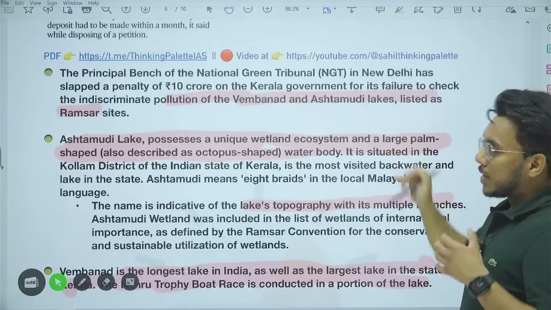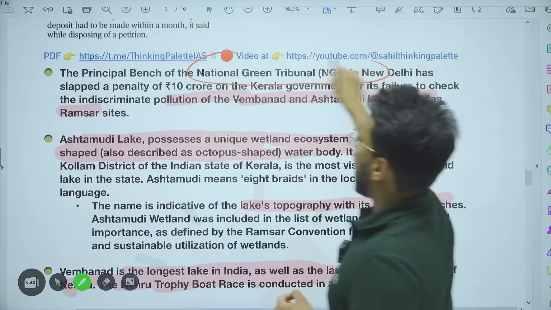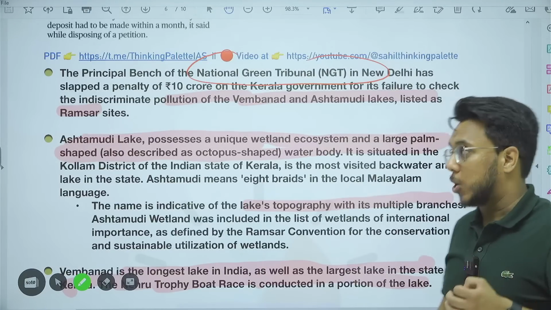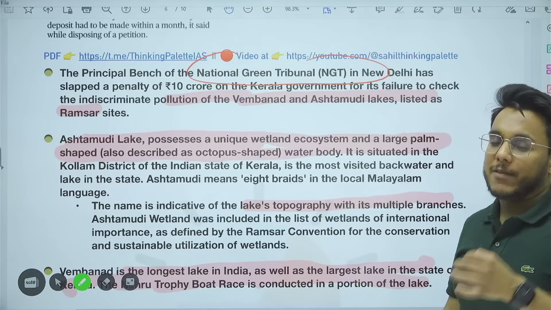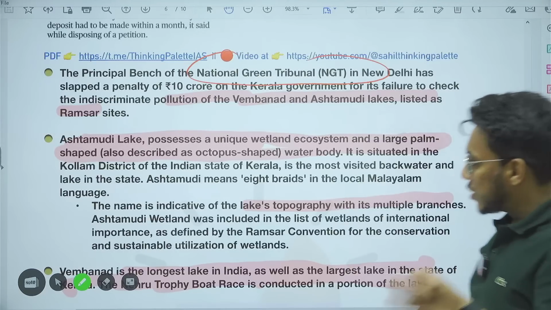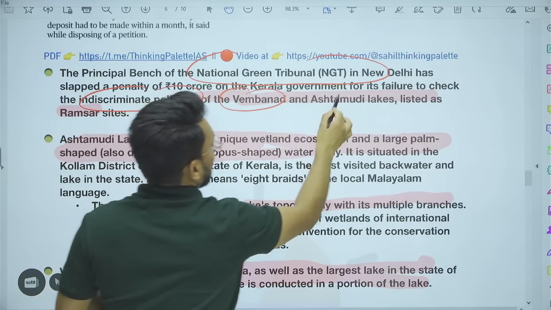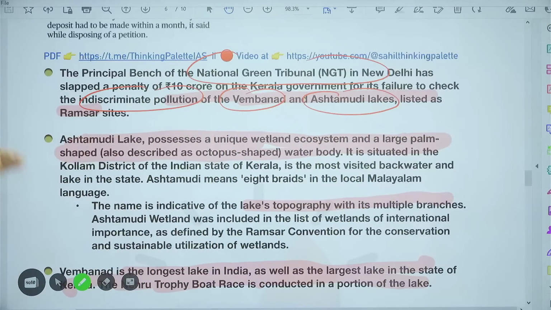Now, first of all, the National Green Tribunal. It happens to be a statutory body that is created by law, and it is the apex tribunal for dealing with environmental related matters. Because of the indiscriminate pollution in the Vembanad Lake and the Ashtamudi Lake, the fine has been imposed. These are the Ramsar sites.